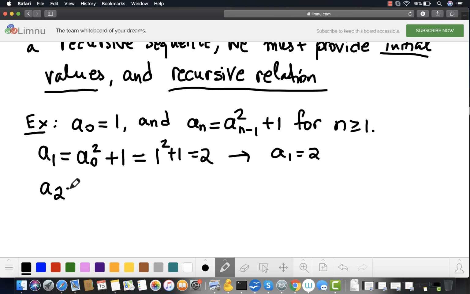If I want to find a2, again I use the recursive relation. So I get a2 is a1 squared plus 1, and that is 2 squared plus 1, which gives me 5.